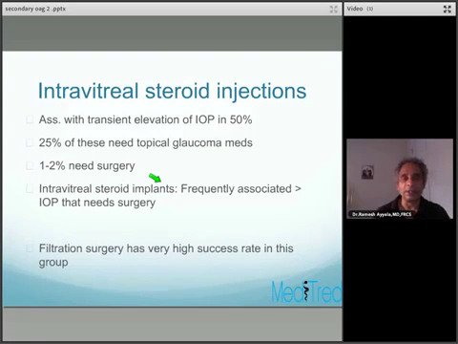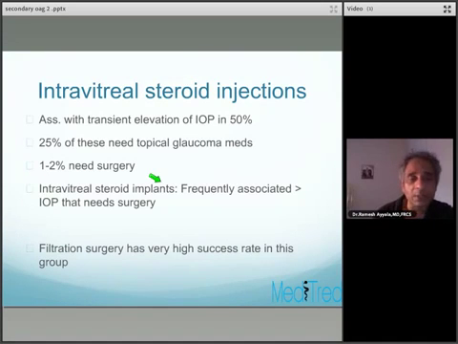Intravitreal steroid injections are being used more commonly in the recent past, especially in regards to diabetic retinopathy, uveitis, and macular degeneration. They are associated with transient elevation of intraocular pressure in almost 50% of the patients. 25% of these need topical glaucoma medications. 1 to 2% may need surgery.